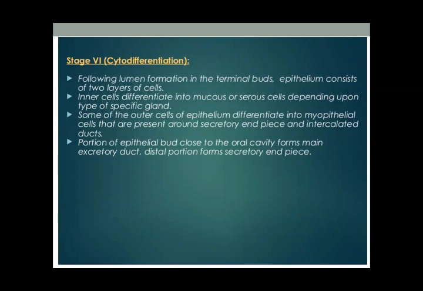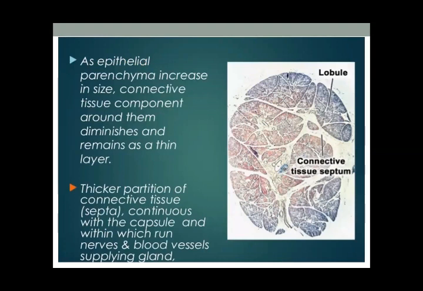The portion of the epithelial bud close to the oral cavity forms the main excretory duct. The distal portion forms the secretory end pieces. As the epithelial parenchyma increases in size, the connective tissue component around them diminishes and remains as a thin layer. Thicker partitions of connective tissue septa continue with the capsule, and within them run nerves and blood vessels supplying the gland.